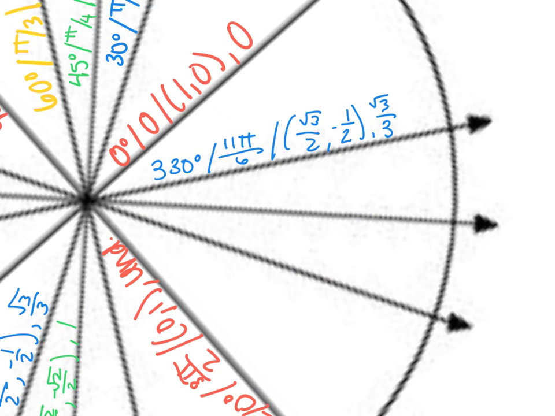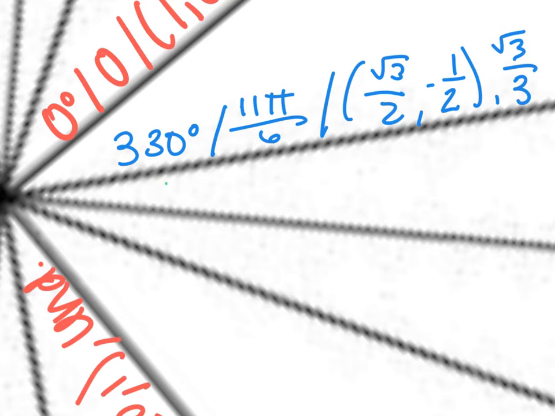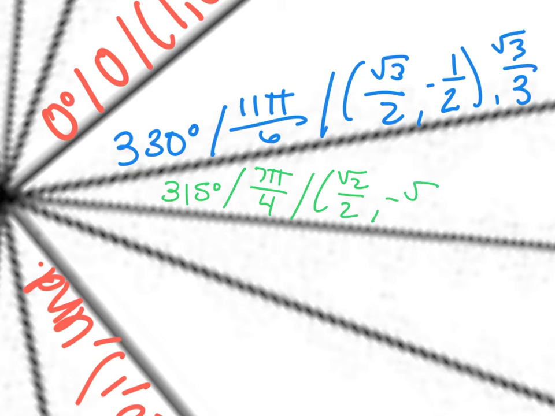The last green angle is here, and it is 315 degrees. The radians are 7 pi over 4, and the point is (radical 2 over 2, negative radical 2 over 2), and the tangent is negative 1.